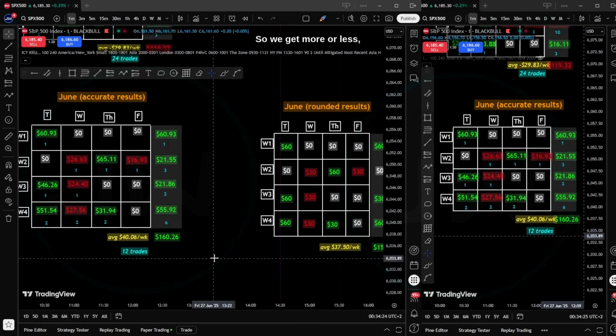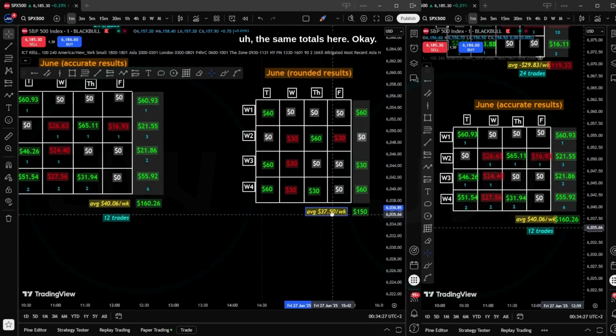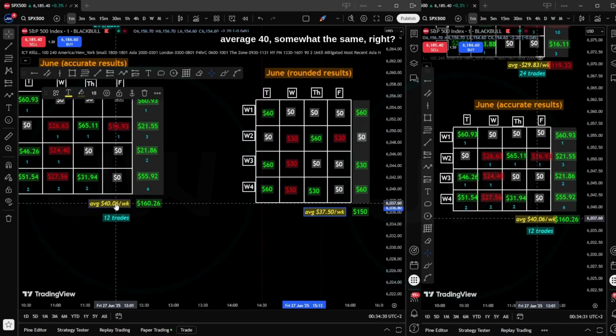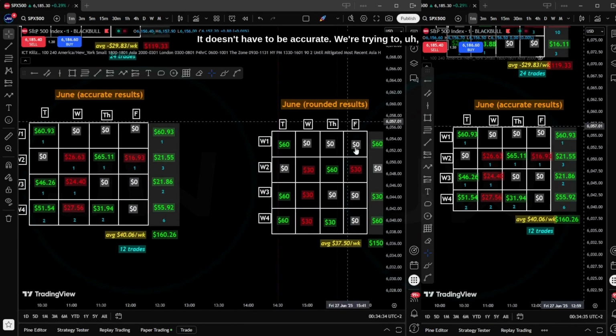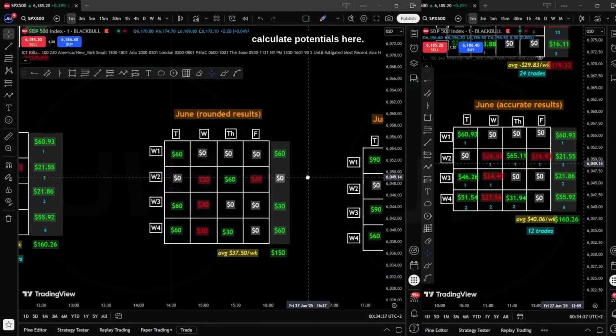Okay. So we get more or less the same totals here. Average of 37.50, average 40, somewhat the same, right? It doesn't have to be accurate. We're trying to calculate potentials here.